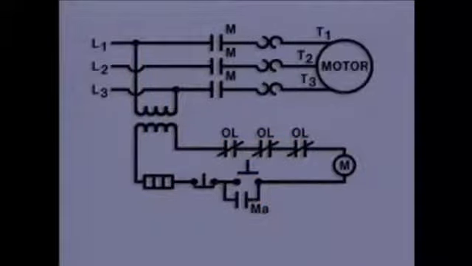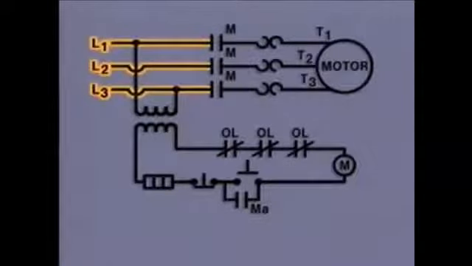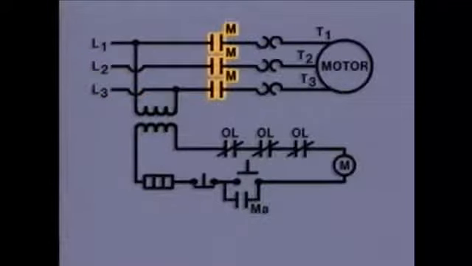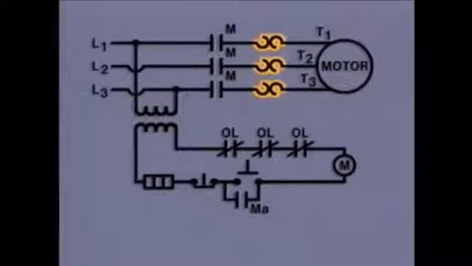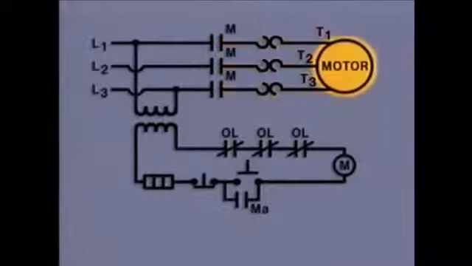A power source, which is not shown on the diagram, is connected to the power circuit through the line leads labeled L1, L2, and L3. The line leads are connected to 3 main contacts, which are labeled with the letter M. The main contacts are normally open, which means that they're open when they're in the relaxed or de-energized state. The main contacts are connected to 3 overload devices, which are connected to 3 motor leads labeled T1, T2, and T3. The motor leads are connected to the motor.